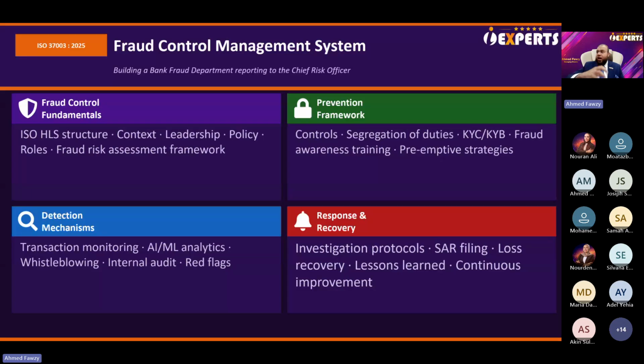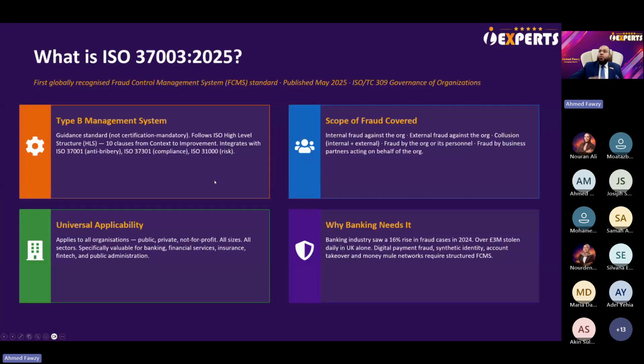And we will see how we can detect such issues and such mistakes in our organization or any financial system that we have. So at the end of the day, this is the response and recovery. What we have, Ahmed, in ISO 37003, we can call the FCMS, the Fraud Control Management System. We have here a great management system.